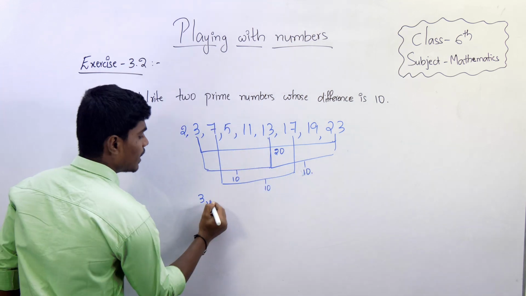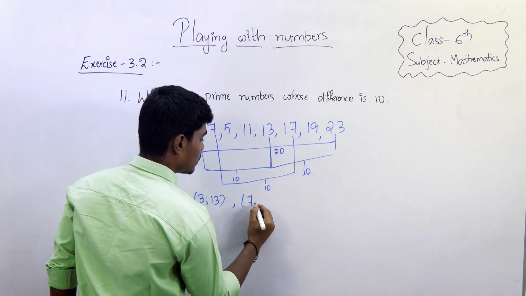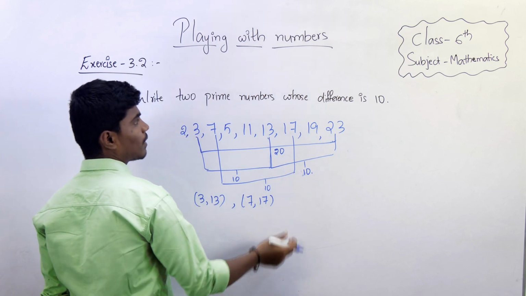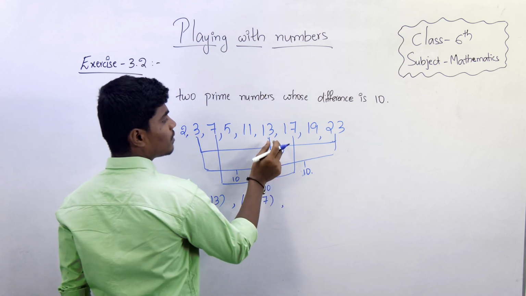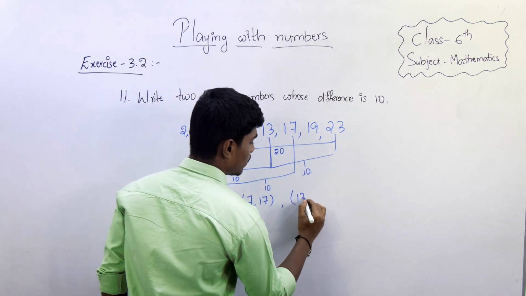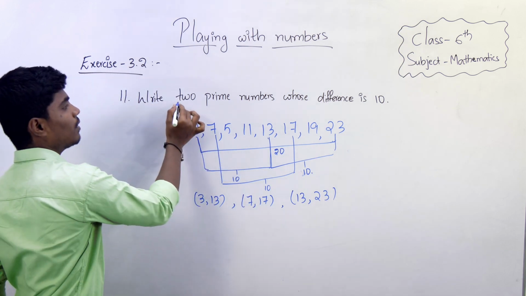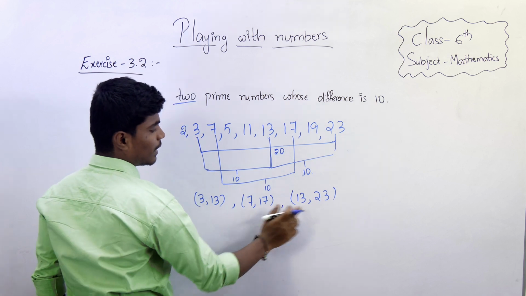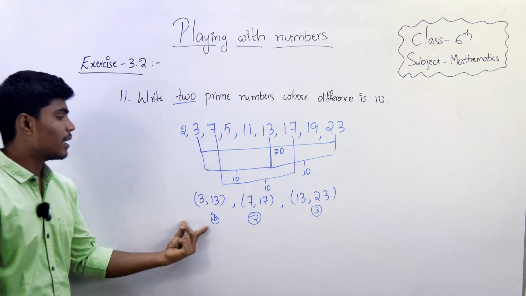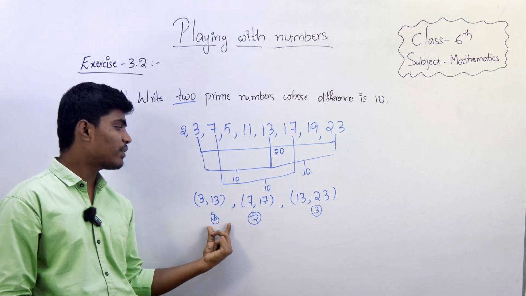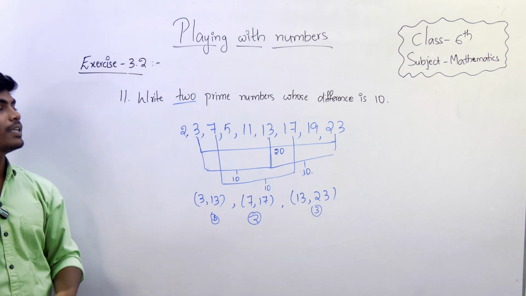Here 3 and 13, the difference is 10. Next 7 and 17. 7 and 17 are two prime numbers whose difference is 10. Next 13 and 23. Here also the difference is 10. Here he asked for two prime numbers. Here we have written three sets of prime numbers. 1, 2, 3. These are the sets of prime numbers whose difference is 10. Okay. With this problem our exercise 3.2 is completed.